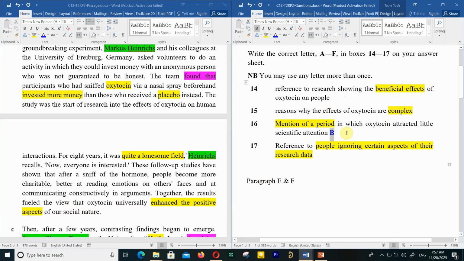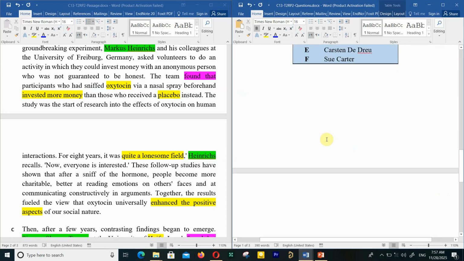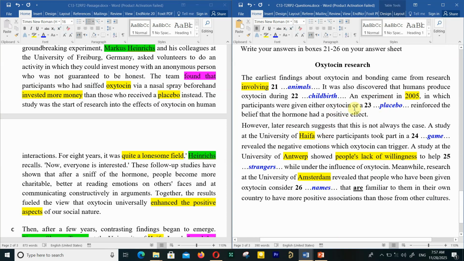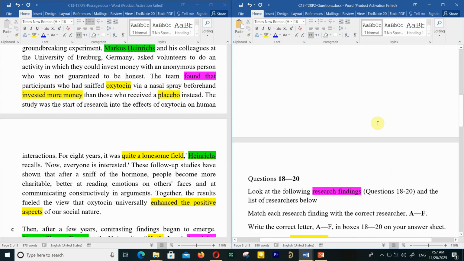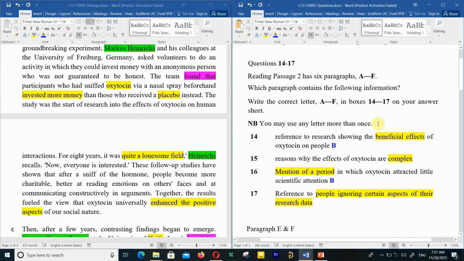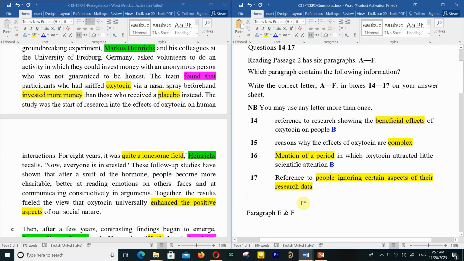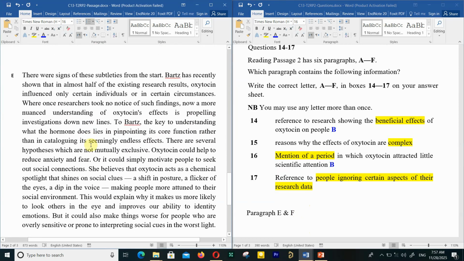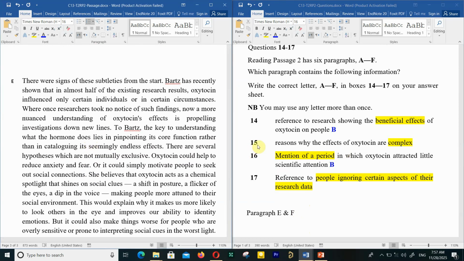I know that this is not easy to find, but you can have this information. Here it says that a placebo reinforces the belief that the hormone has a positive effect. You already had this. Okay, so it's not really easy to find it. Now, as I told you, paragraph E and F. We are left with these two. Probably the answer for 15 and 17 is E and F. In which order, we're going to find out a little later on.